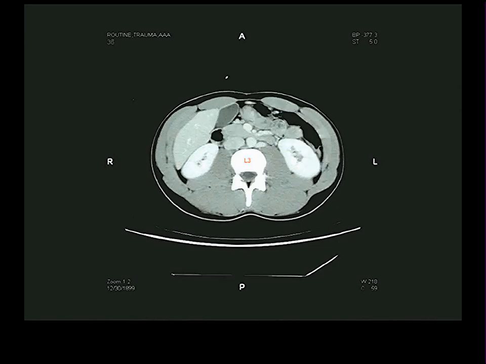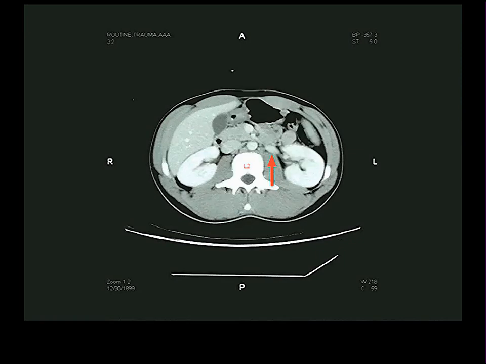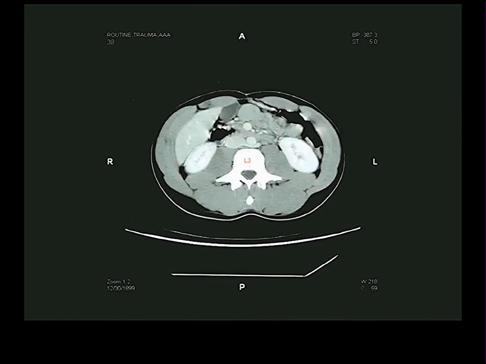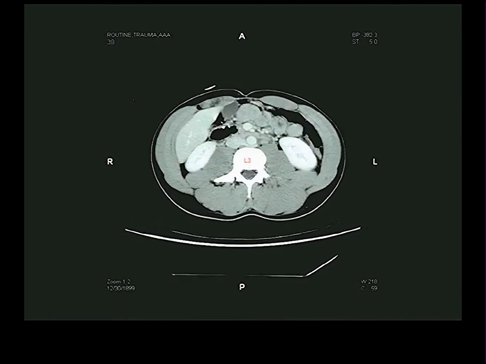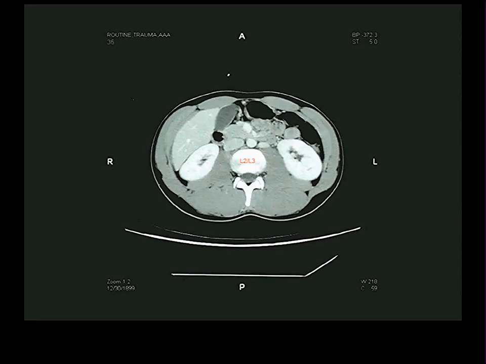Remember what I told you about the left renal vein? I said absolutely it's diagnostic because it crosses the anterior surface of the aorta, inferior to the origin of the superior mesenteric artery. What is this left renal vein doing? It is posterior to the aorta.